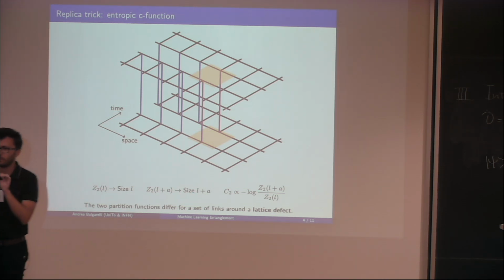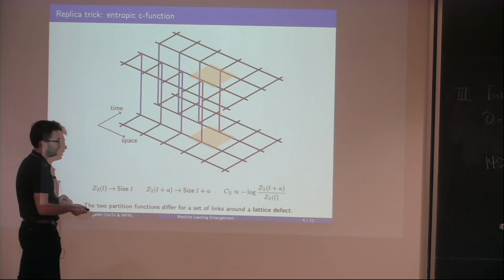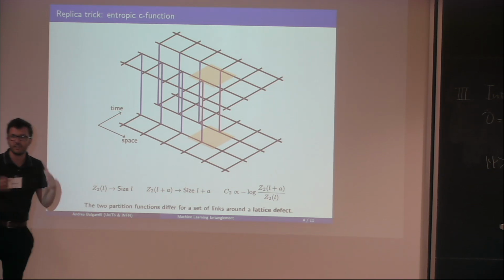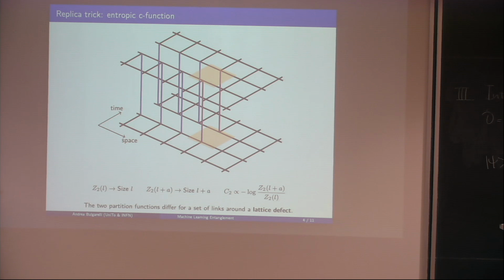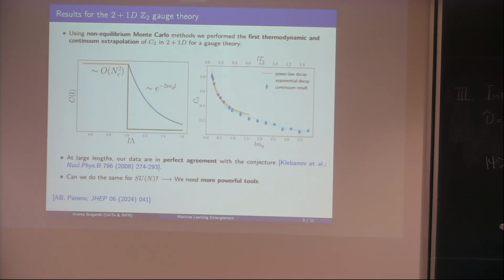And now, the most important thing to keep in mind for the next 5 minutes or so to understand what's going on is the fact that the information on the entropic C function is encoded in a ratio of partition functions that are very close to each other. Actually, they differ for a very small subset of lattice links, in this case, essentially by a defect. So this approach can be used to perform precision calculations of the entropic C function using Monte Carlo methods.